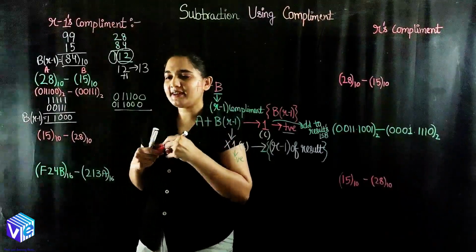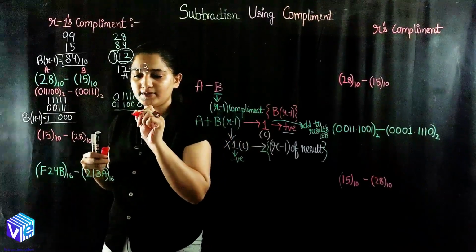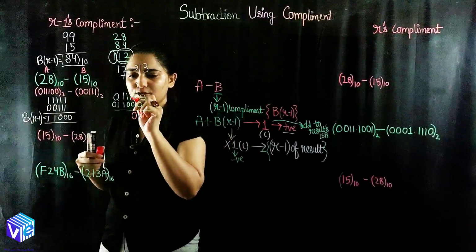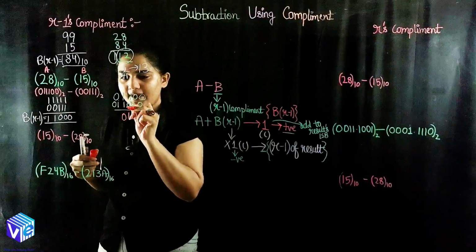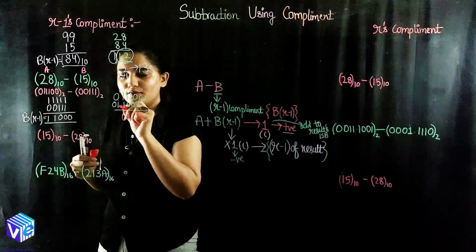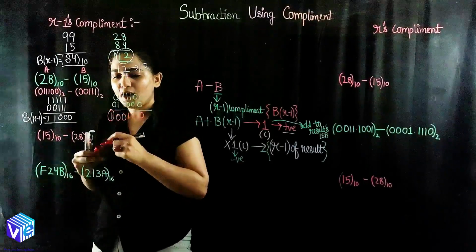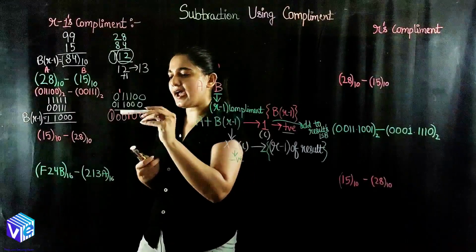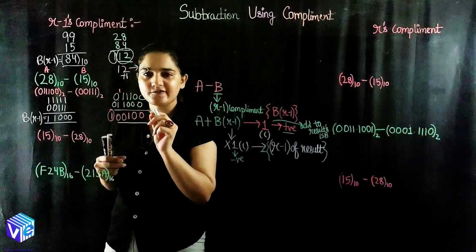Okay, so if I have to add both of them, 0 plus 0 will be 0, 0 plus 0 will be 0, 1 plus 0 will be 1, 1 plus 1 will be 0 and I have 1 carry here. So 1 plus 1 will be 0 and I have 1 carry here. Okay, so this is my carry 1, which means it is a positive number.